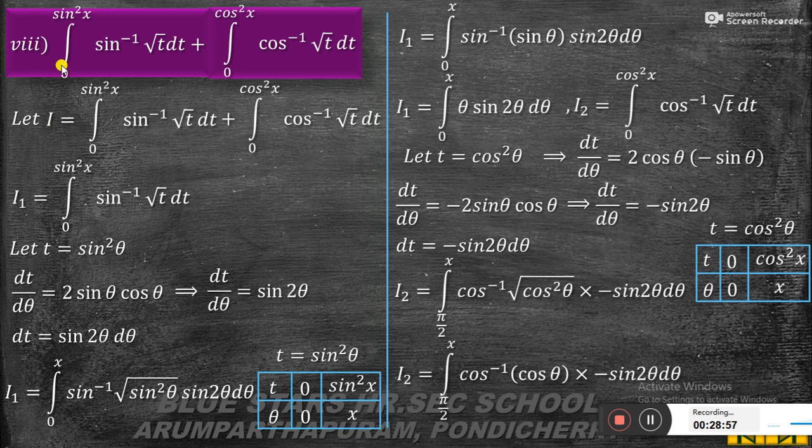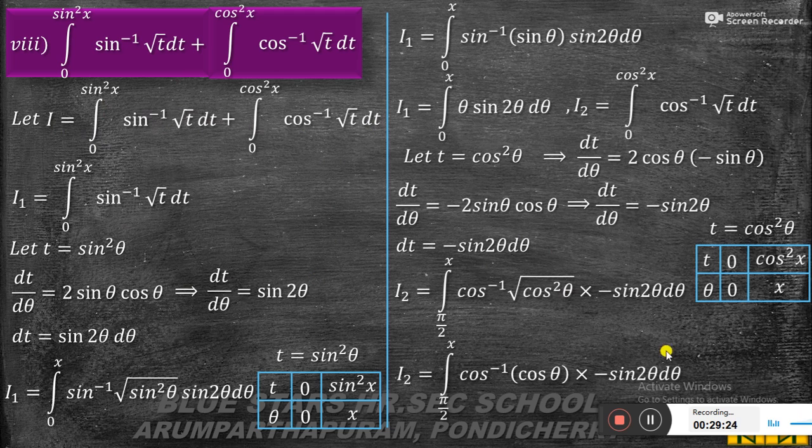So the integral 0 to sin²x of sin inverse root t dt plus integral 0 to cos²x of cos inverse root t dt. So this is the given integral. This given integral I take as I. So let I equal to integral 0 to sin²x of sin inverse root t dt plus integral 0 to cos²x of cos inverse root t dt.